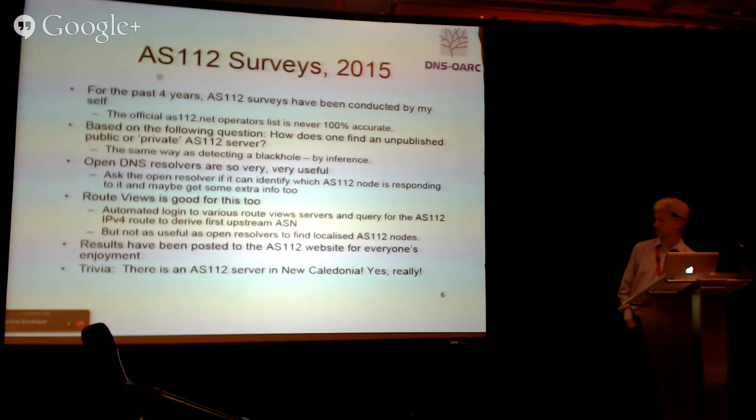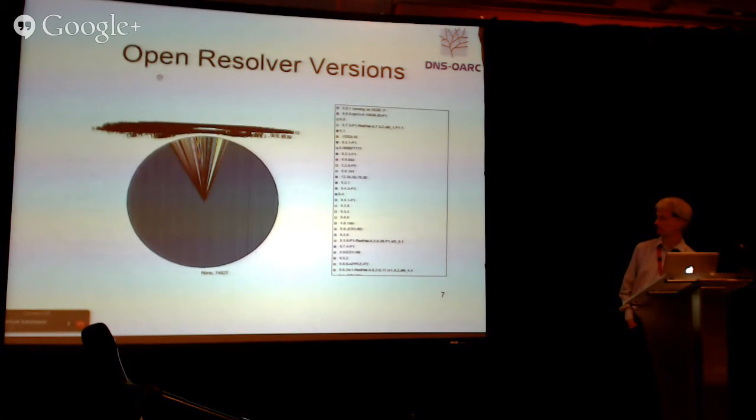Route views is good for finding globally routable nodes. In some cases, some nodes are only visible at IXPs. And interestingly enough, if you know your geography, there is one in New Caledonia, and good for them. Next slide. So this is some eye candy, just to give you an idea of all the open resolver versions that are out there. Billions and billions served. Next slide.